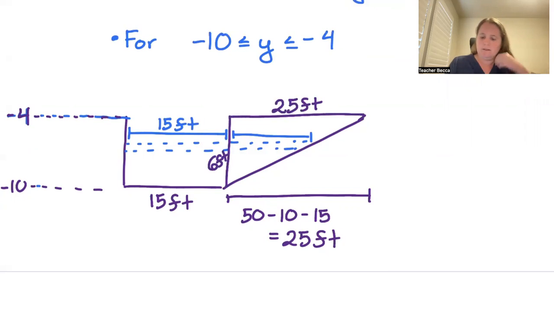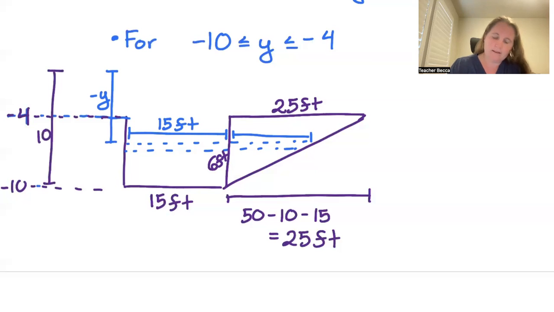My small triangle is this here, which is essentially negative y in length, going from 0 down to y. The whole thing is 10 deep in length. So we would do 10 minus negative y, or 10 plus y, as I'd mentioned before.